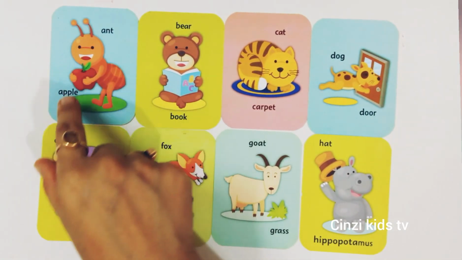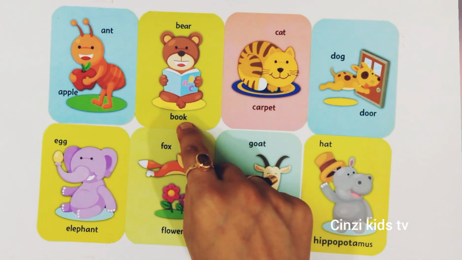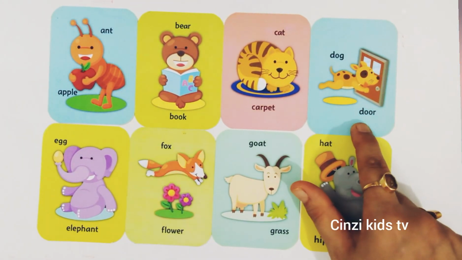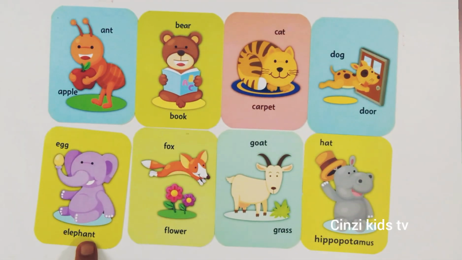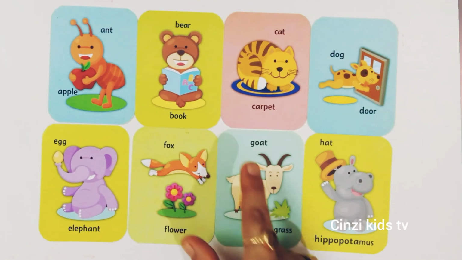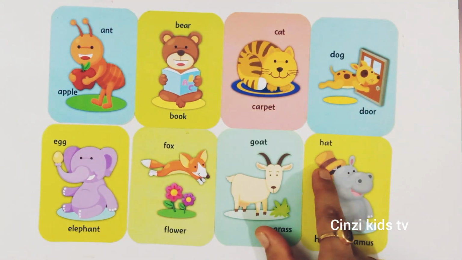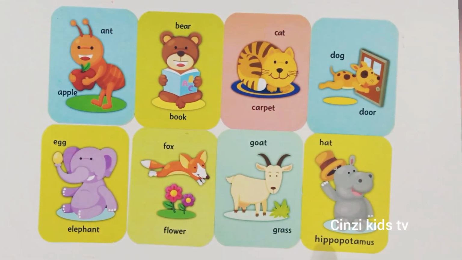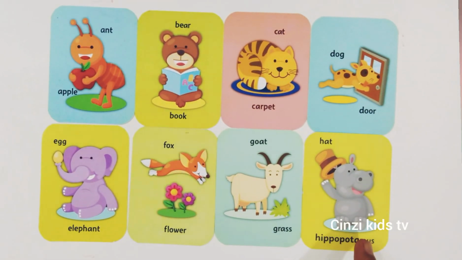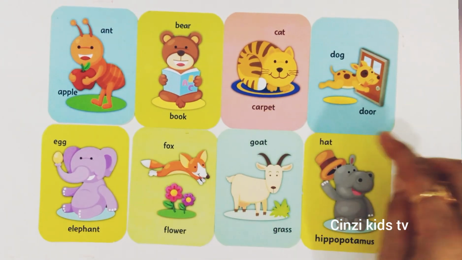So A for ant, A for apple. B for bear, B for book. C for cat, C for carpet. D for dog, D for door. E for egg, E for elephant. F for fox, F for flower. G for goat, G for grass. H for hat, H for hippopotamus. So A, B, C, D, E, F, G, H. Here are some alphabets and words.